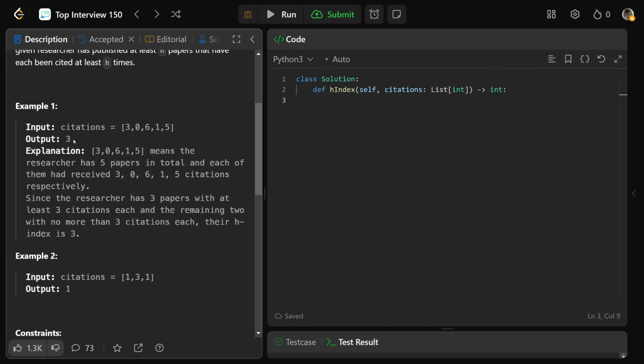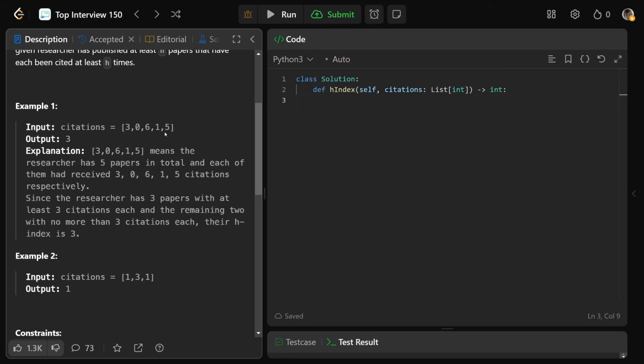And the H-index would be 3, which means that it's the maximum value that fits the criteria, is there at least h many papers with at least h citations. So is there 3 papers with at least 3 citations? Well, this has at least 3 because it's 3. This does as well, and so does this. So there's 3 papers with at least 3 citations, and so this would work.